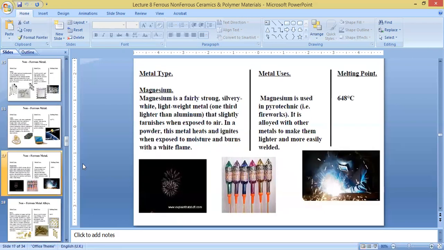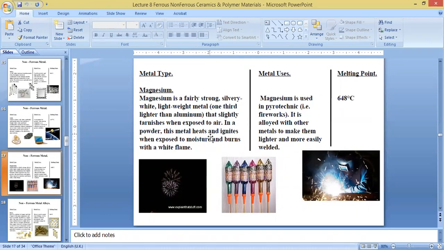Magnesium, I think we use magnesium a lot. It's used in pyrotechnics, in fireworks. We're approaching December when people will be playing with those fireworks. Those fireworks mainly contain magnesium. It's highly explosive. Fairly strong, silvery white, lightweight metal. It slightly tarnishes when exposed to air. In powder form, this metal heats and ignites when exposed to moisture and burns with a white flame.